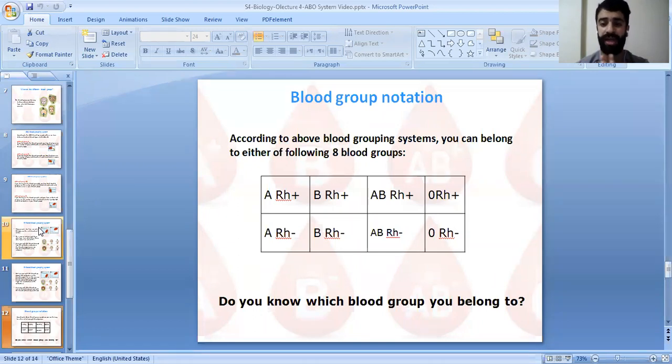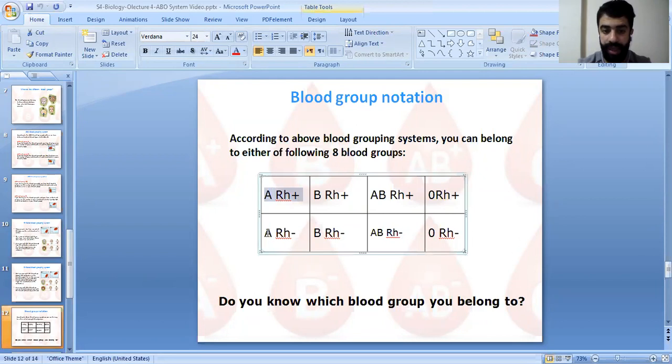AB RH plus is going to be AB positive. AB RH minus is going to be AB negative. O RH plus is going to be O positive, and O RH minus is going to be O negative. So A, we have positive and negative. This is the positive one. This is the negative. B, also we have RH plus and RH minus. AB, we have RH plus and RH minus. O, we have RH plus and RH minus.